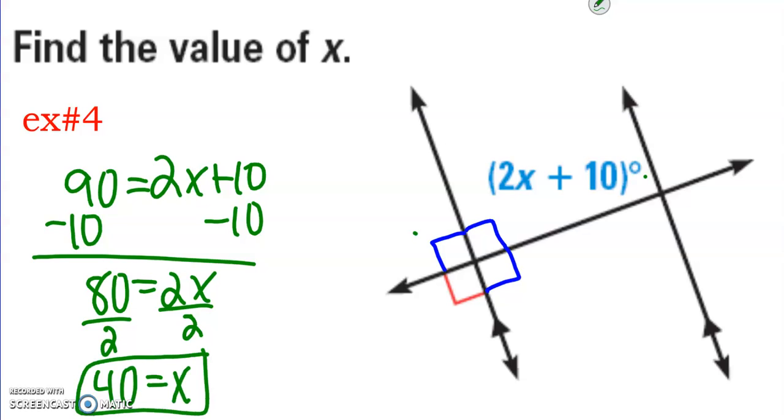Now, there's a couple different ways you could have done this one. You do have alternate interior angles here, so we also know alternate interior angles are equal, so you could do it that way as well.